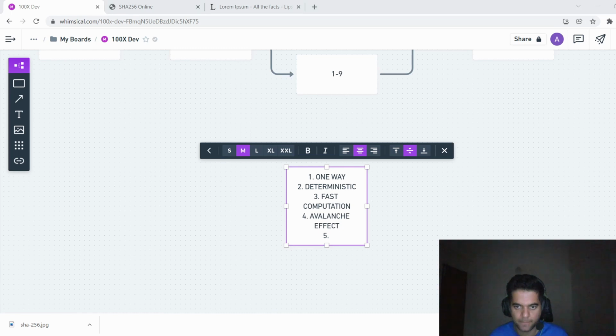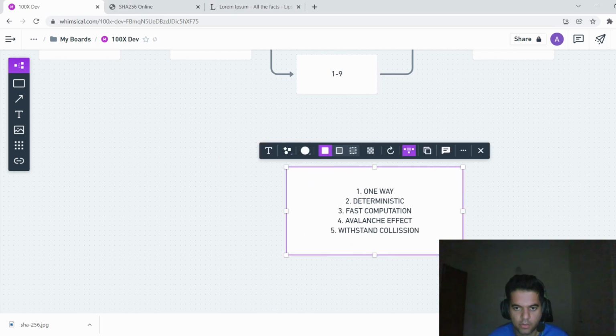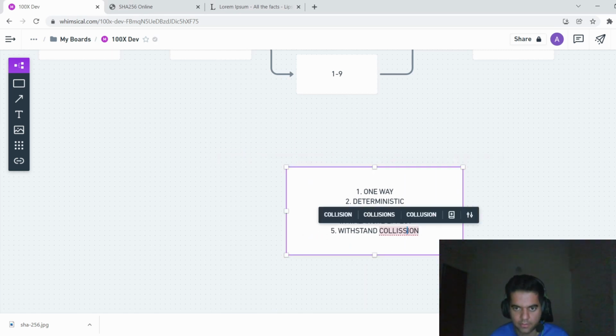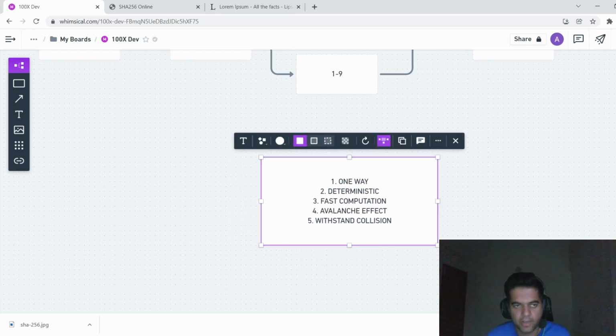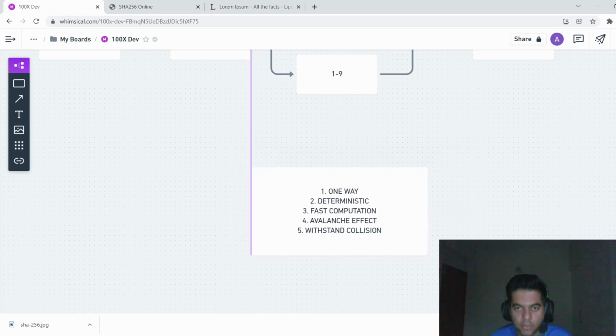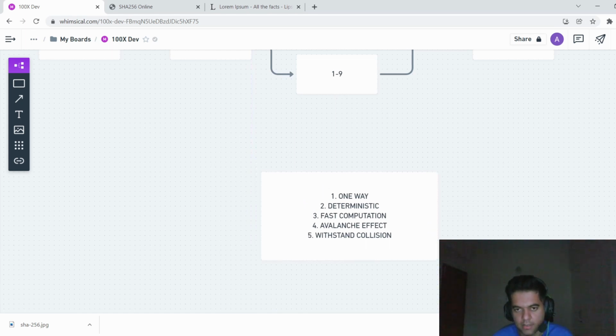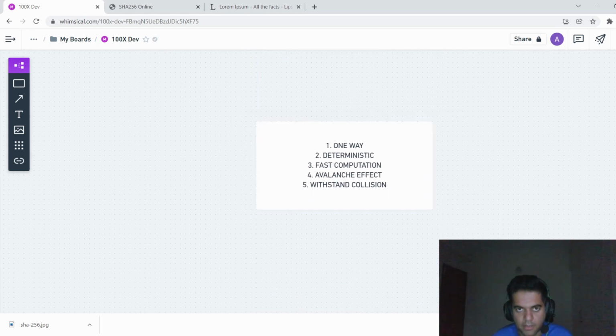And the fifth thing is that it needs to withstand collision. I'm not sure if the spelling of collision is correct or not. Yeah, it's giving me suggestions. So if the hash does these five things, only then it's an SHA-256 hash. Only then it's considered to be a proper hash.